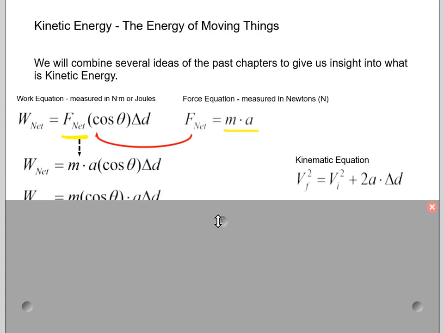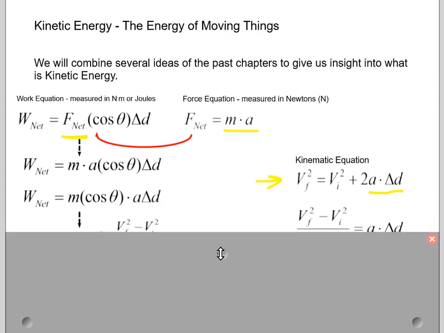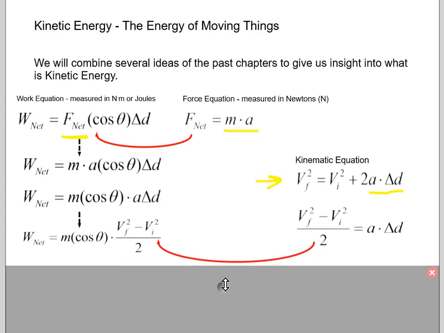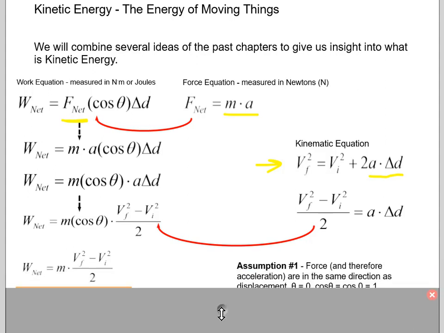I'm then going to come over here and I'm going to grab a kinematic equation. Okay, and I'm going to isolate the a delta d, the ad part. Okay, so I'm going to isolate that. And I'm going to bring that over back to my work equation. And at first it looks like it's going to get really messy, but bear with me, it will get easier. And again, you're not responsible for this proof. It's just really interesting to see that you are more than capable of following it.